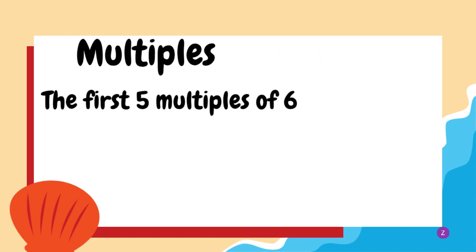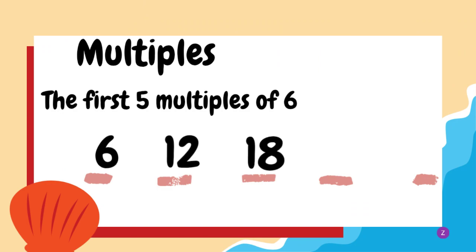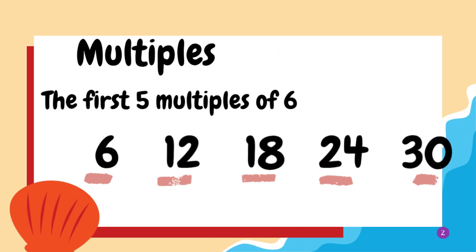When we now look at giving the first 5 multiples of 6, we are talking about the first 5 countings that we will do, or the first 5 places that we need when we count in sixes. So the first 5 multiples of 6 will be 6, 12, 18, 24, and 30.